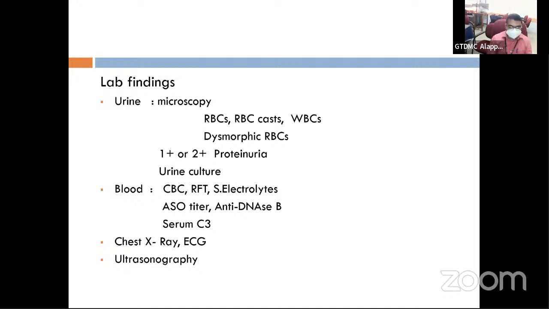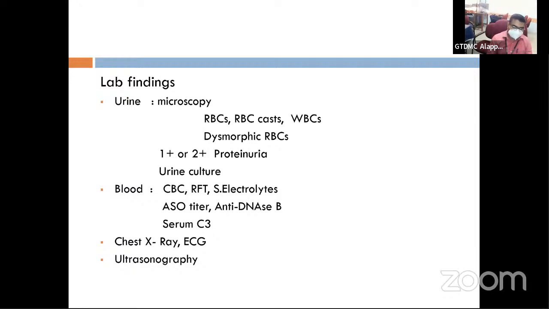In blood investigation, first you have to do a complete blood count, CBC. In CBC, you look for hemoglobin values, which are usually reduced. This is mainly due to dilutional anemia, because there is accumulation of fluid leading to hemodilution. So nephritis is a condition with hemodilution, and nephrotic syndrome is a condition with hemoconcentration. That is one difference between nephritis and nephrotic syndrome.